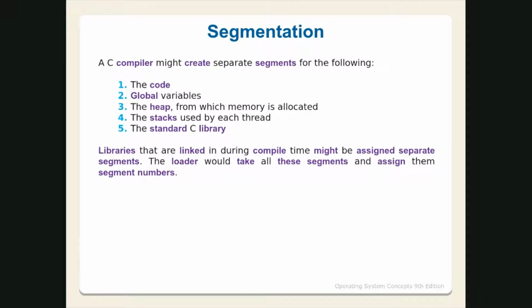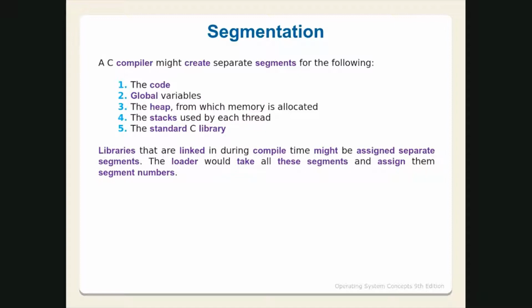So let's assume a C compiler. A C compiler may create a segment for many things. It can create a segment for the program itself, a segment for all the global variables, a segment for the heap, for the stacks, or for the library, whatever. So you will have a separate segment for different things.